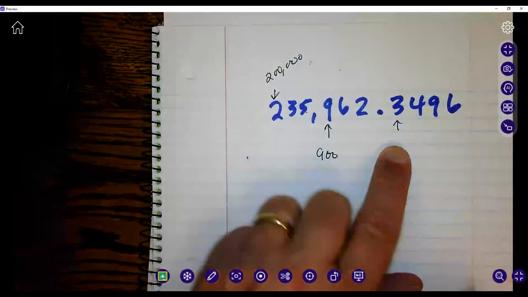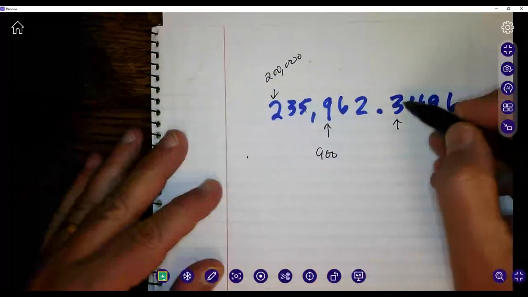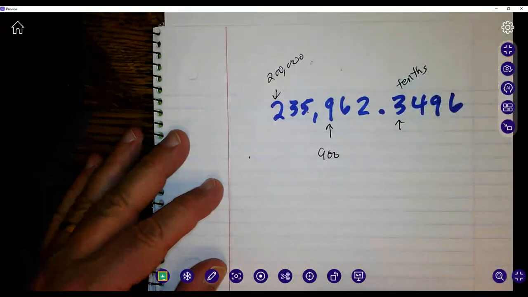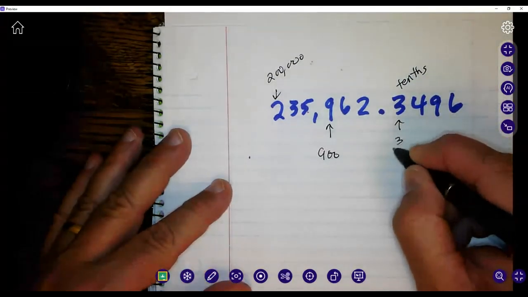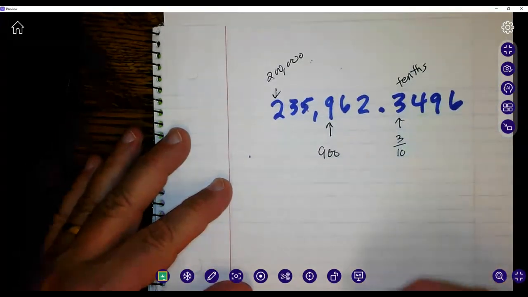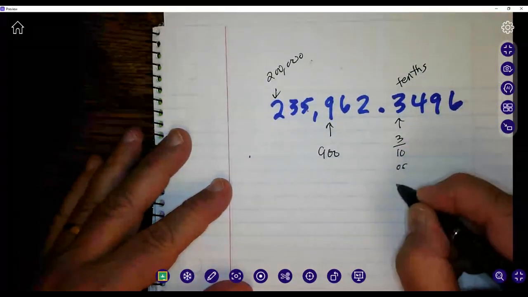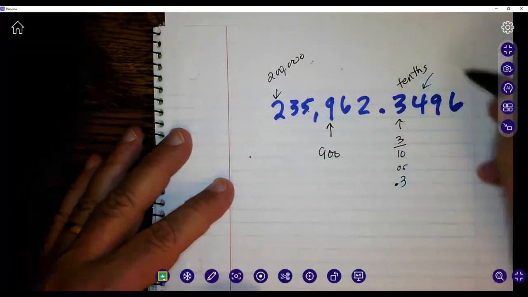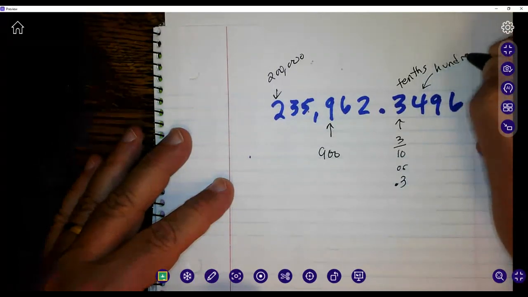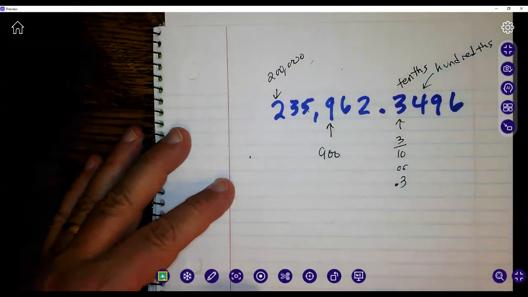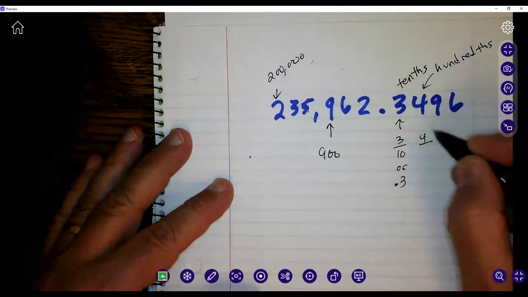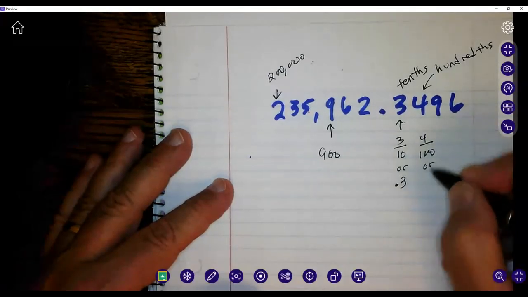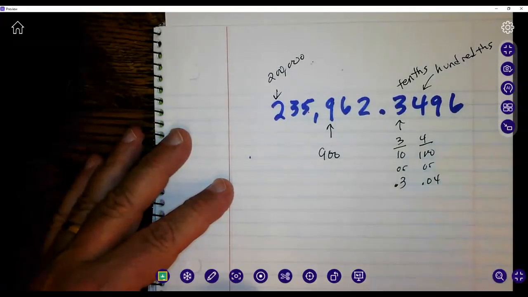They want to know what is the value of that 3. That 3 is in the tenths place, which means that it's 3 over 10, or 0.3. The value of this 4, that is in the hundredths place. Its value is 4 over, that's 2 decimal places, 4 over 100, or 0.04.